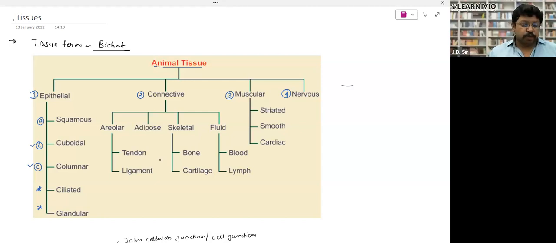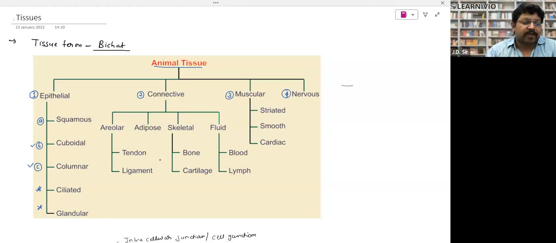Then adipose tissue. Adipose tissue is a special kind of tissue which stores fat in our body, like in the cheeks, chest, stomach, and thighs. There are some cells which store fat; they are called adipose. Then skeletal tissue. Bones are skeletal tissue, and cartilage is also skeletal. Cartilage, like in the nose and ear, is not bone but flexible bone. Bone, you know. Together they are called skeletal tissue. Then fluid tissue, which includes blood and lymph.